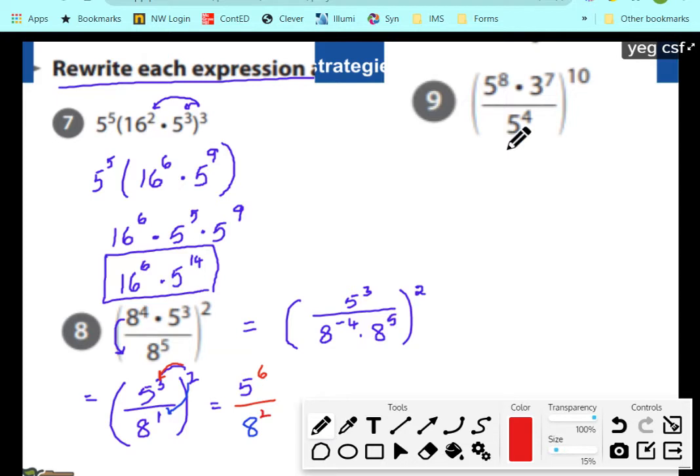You may try this one as you work on it. Pause the video and then try this question, so that way you have a good idea how to apply these rules, and then we can continue with the next one.